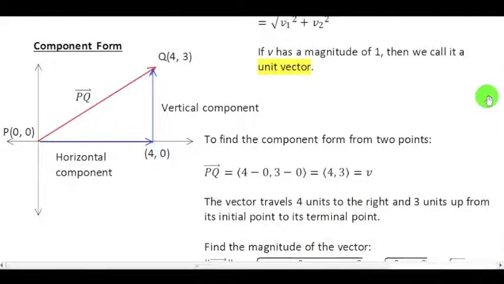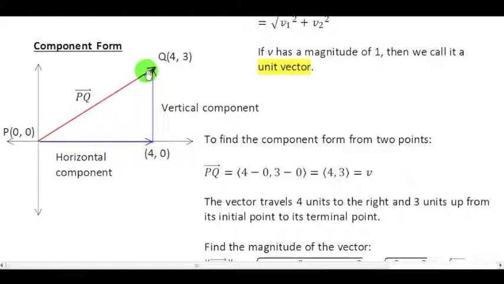I have a vector, the red vector, PQ. It starts at P, it finishes at Q. It starts at the point 0, 0, and the point 4, 3 is its terminal point. Okay. The horizontal component is the horizontal distance a vector has to travel over before it can travel directly up and finish at its terminal point.